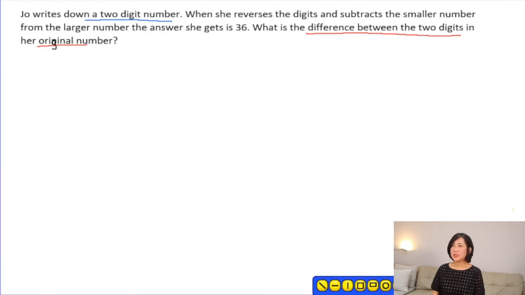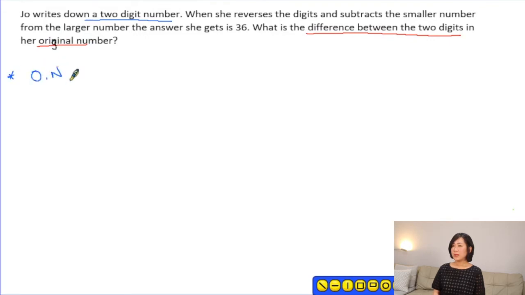Here, this question, let's have a look at it. So Joe writes a 2-digit number. Then final goal is to find the difference between the 2 digits and the original number. So let's focus on the original number. Then we also have a number, the reversed number, right? We've got 2 types of number here.